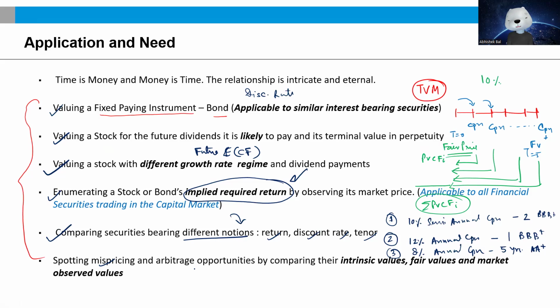mispricing and arbitrage opportunities by comparing an asset's value, the intrinsic value, fair value, and the market observed values. More prevalent in arbitrage opportunities are where the same asset is trading at two different values in two different markets at the same time. So those are the myriad applications of time value of money, and we're going to learn each one of them piecemeal out here.